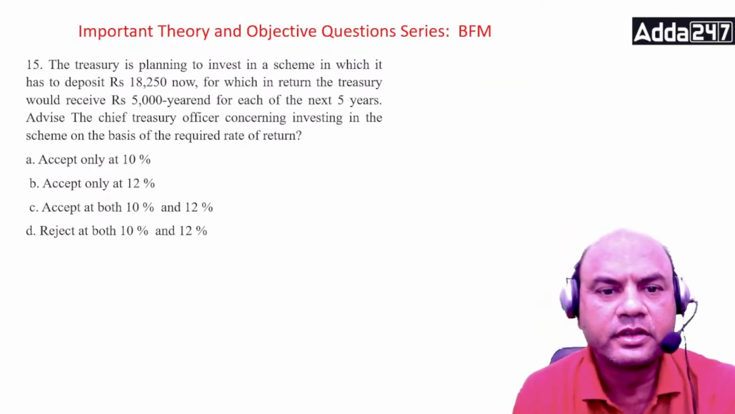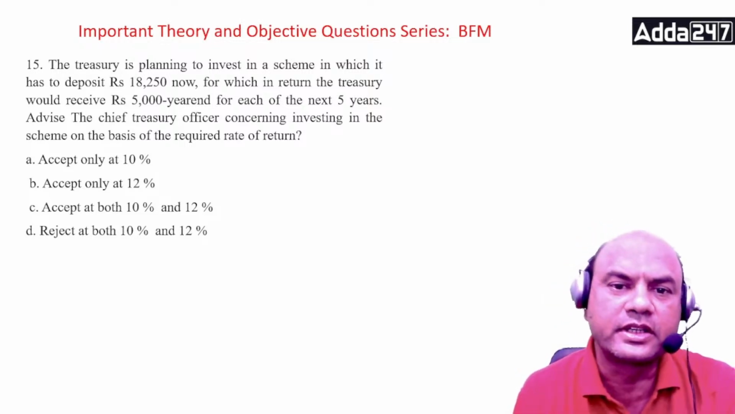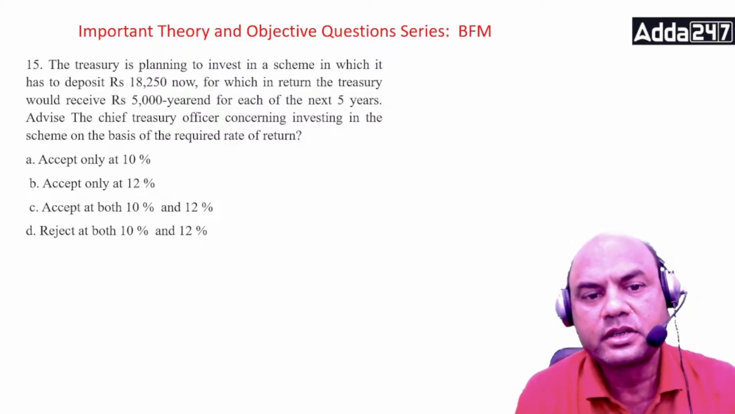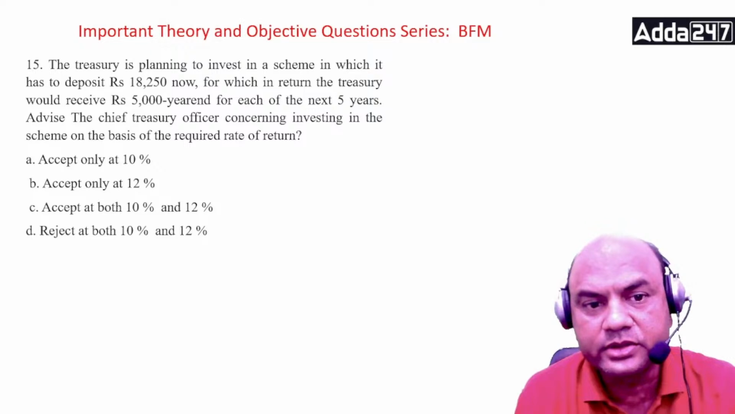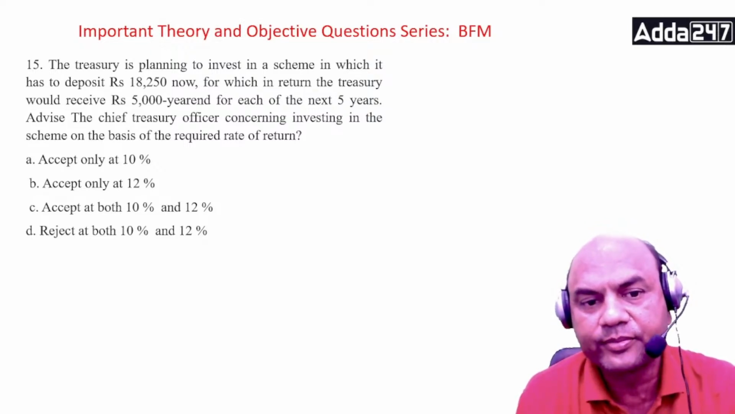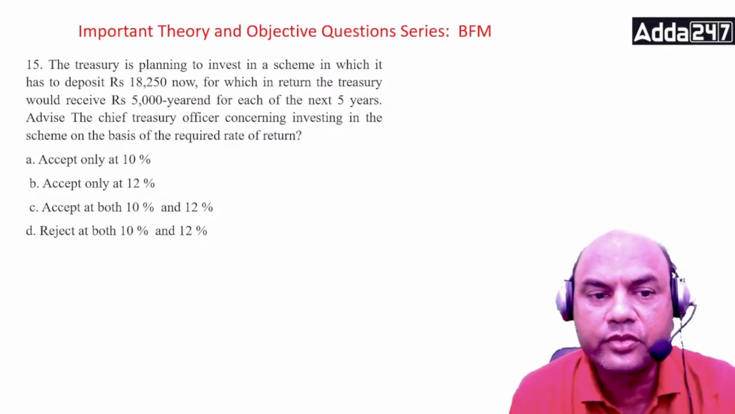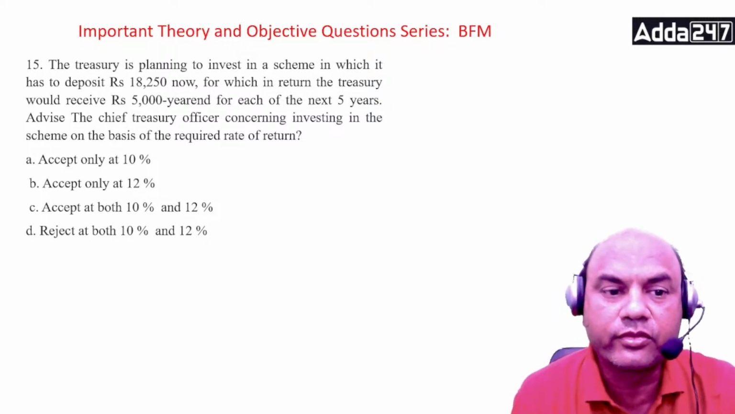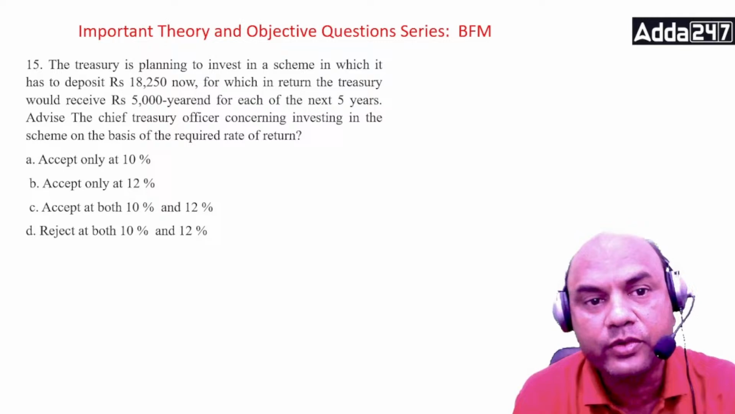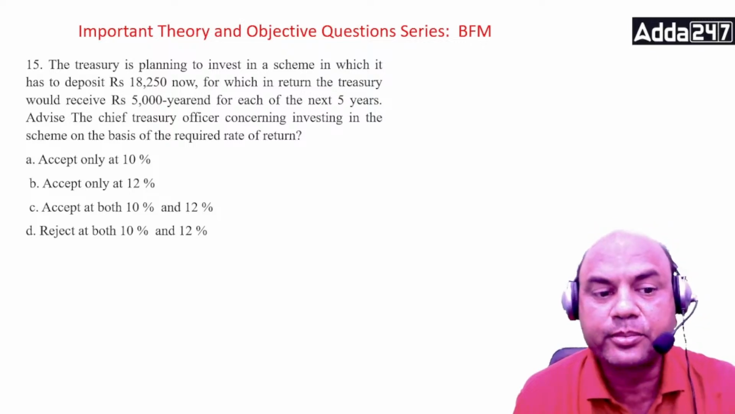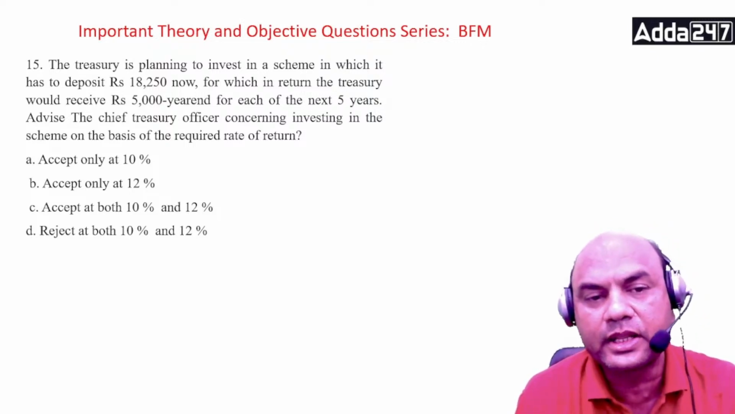Next one. The treasury is planning to invest in a scheme in which it has to deposit 1850 now, for which in return the treasury would get rupees 5,000 at year end for each year of the next 5 years. Now advise the chief treasury officer concerning investing in the scheme on the basis of required rate of return. Means basically you have to advise this treasury guy whether he should accept this or not, and at what rate of interest. Options: accept only at 10%, only at 12%, accept at both 10 and 12%, reject at both 10 and 12%.